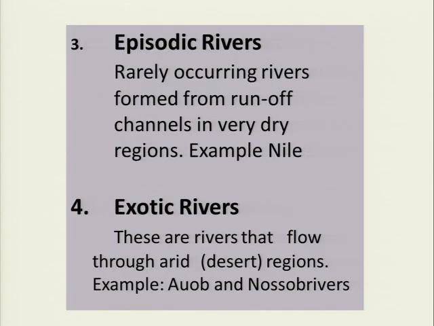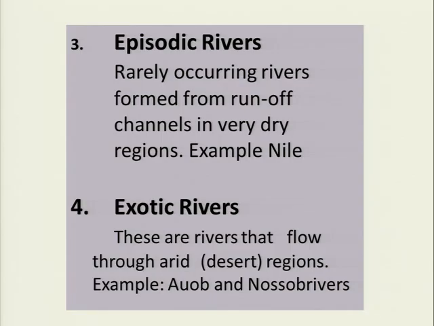The episodic river is a dry riverbed. Okay, so there's no water flowing there, but there is a riverbed visible in that dry riverbed. And then the exotic river is the one that has a lot of water, but it flows through a dry region.